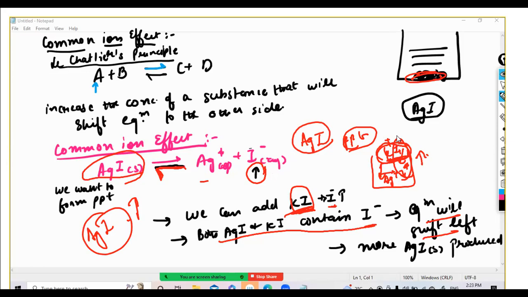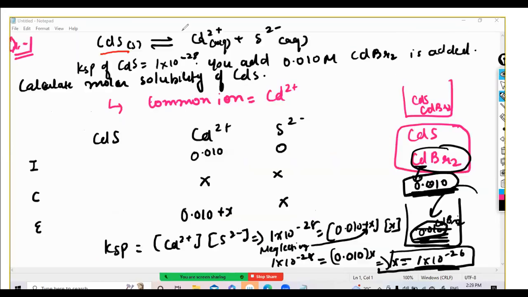Next, let's do one problem and try to learn more. Let's say you have the salt CdS. It is converting into Cd2+ and S2-. The Ksp of this one is given to be 1 × 10^-28. What you want to calculate is the molar solubility of CdS. I already explained molar solubility to you.